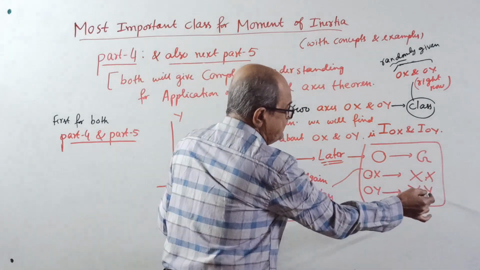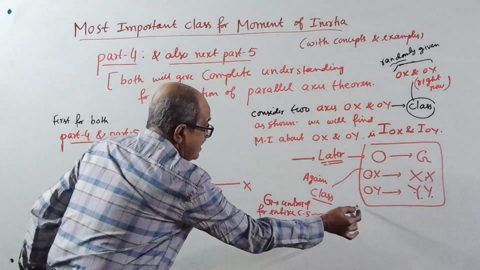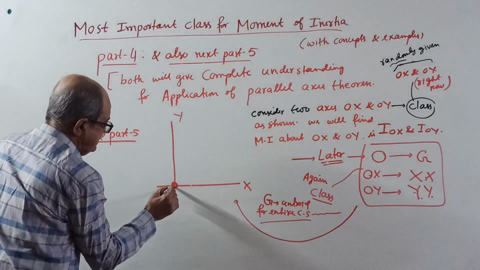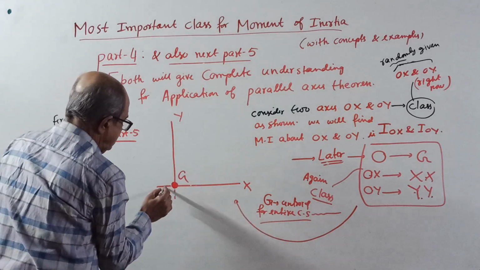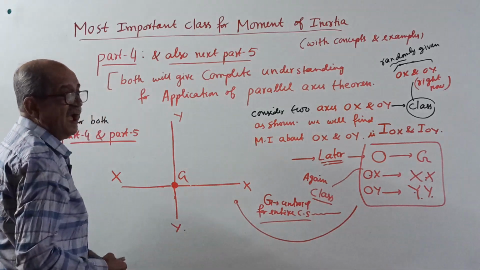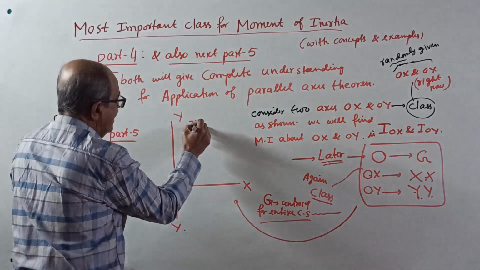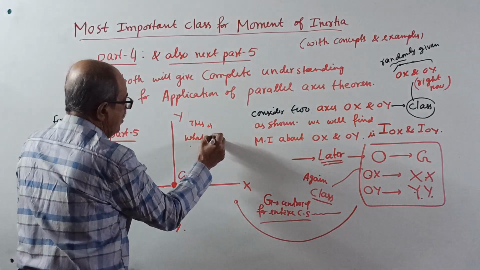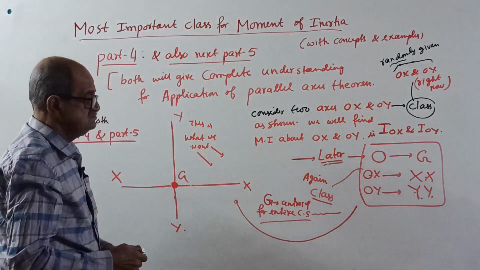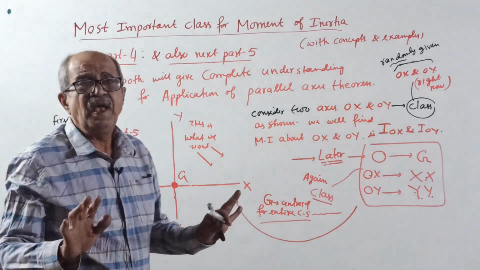At that time OX will become your XX axis, OY will become YY axis, as shown here. Then this will become G, the centroid for the entire cross section. Then we will call these the XX axis and YY axis. And this is what we want in our course and also in structural engineering. So later it is going to be that. Today I am just writing OX and OY.